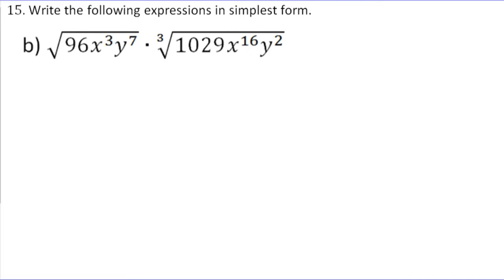And we said at the beginning that you cannot multiply together radicals that have different index numbers. And so the best that we can do in this problem is to simplify the square root, simplify the cube root, and then if anything on the outside can combine, we're going to do that as well.